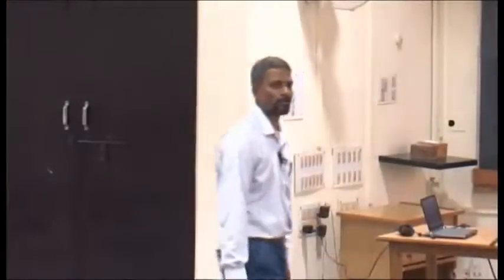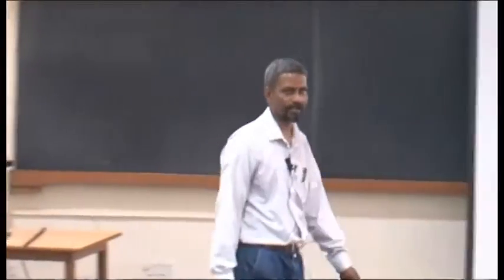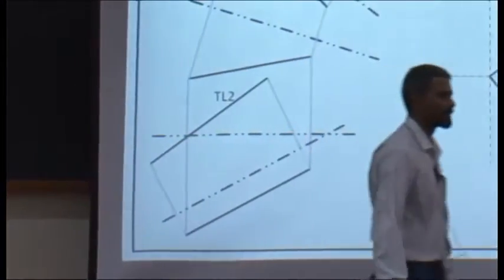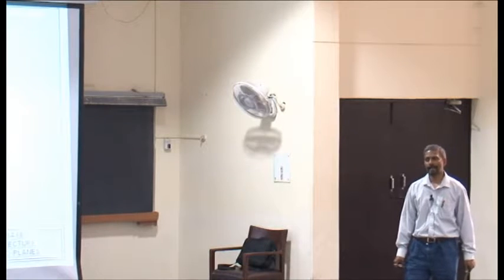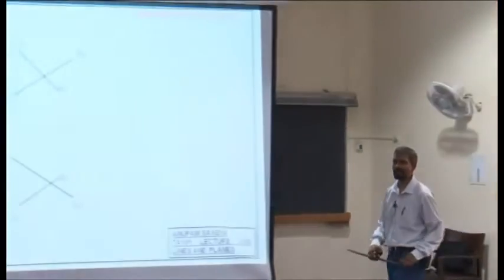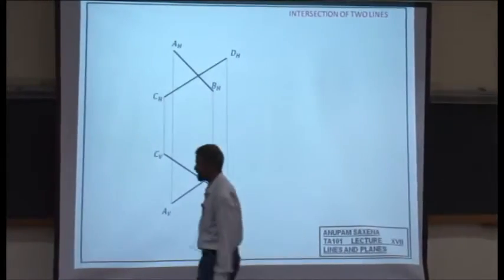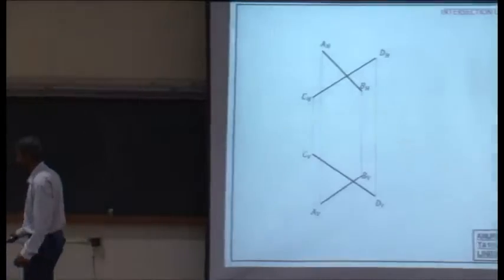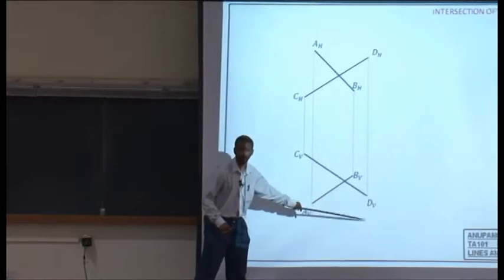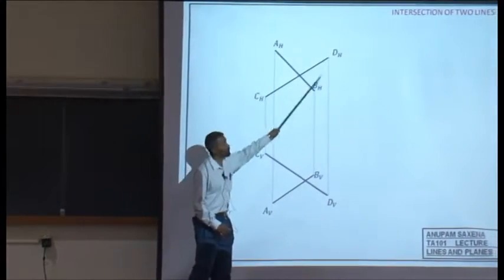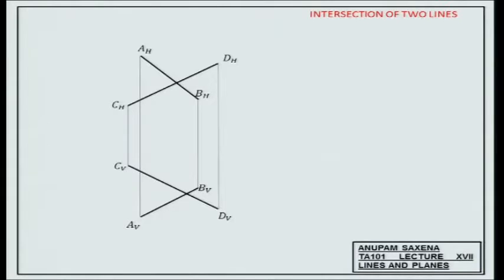Yeah? So the point was that I don't need to use just one auxiliary plane. I can use as many auxiliary planes as I want. But of course, that is not going to be efficient. Anyhow, next one. Instead of one line, now let's say we have two lines whose projections are given in the vertical and horizontal planes. Okay? Now V, the subscript V is for vertical, the subscript H is for horizontal. Two lines whose projections are given on the vertical plane and the horizontal plane.